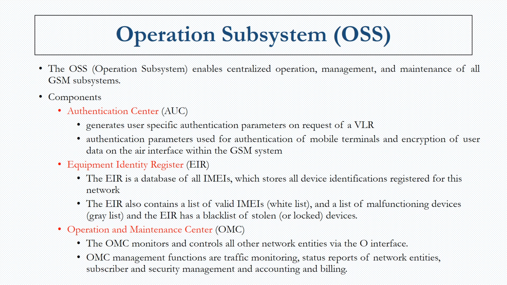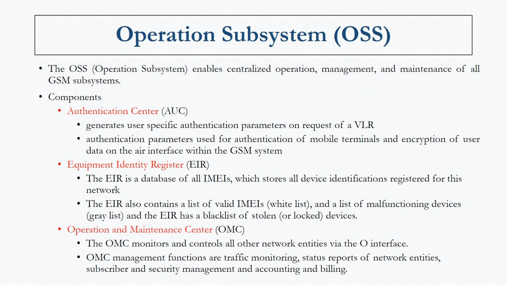The AUC, called the Authentication Center, generates specific authentication parameters. It works for providing security to the GSM subscribers. It makes use of algorithms for encryption, key generation, and so on. Coming to the EIR, the Equipment Identity Register. It's a database that contains details of all IMEIs of all GSM subscribers. The IMEI stands for the International Mobile Equipment Identity. So all device identifications are stored in this register.